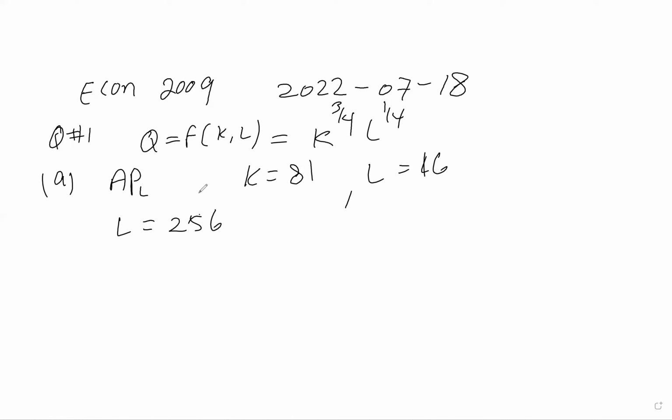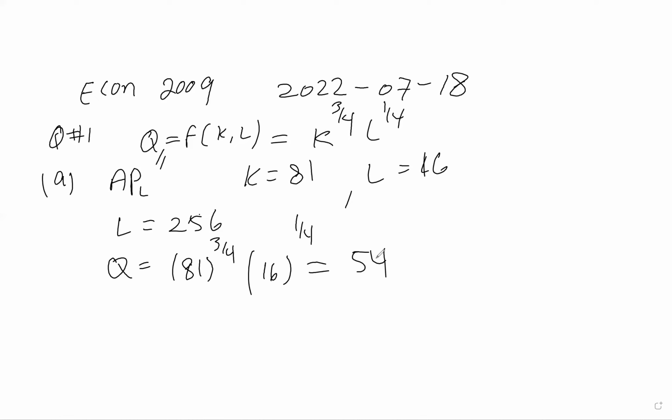To answer the first one, we need to substitute these numbers into the equation to calculate the level of Q that is produced using 81 units of K and 16 units of labor. To do that, Q is equal to K, which is 81, to the power of 3/4, and the level of L that we use is 16 units of L to the power of 1/4. When you do the calculation, you will get a number, 54.